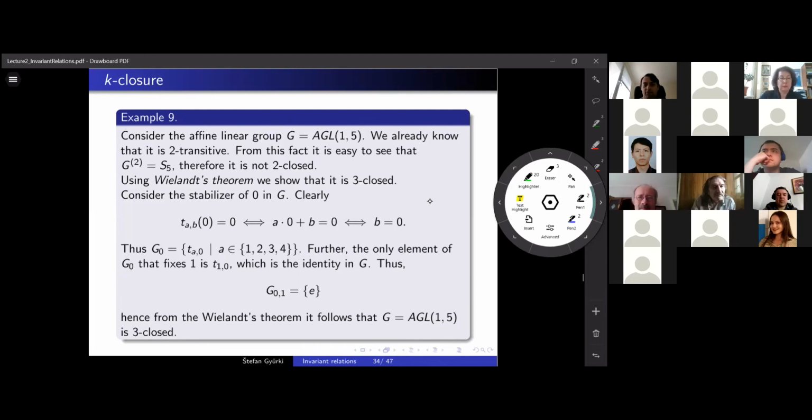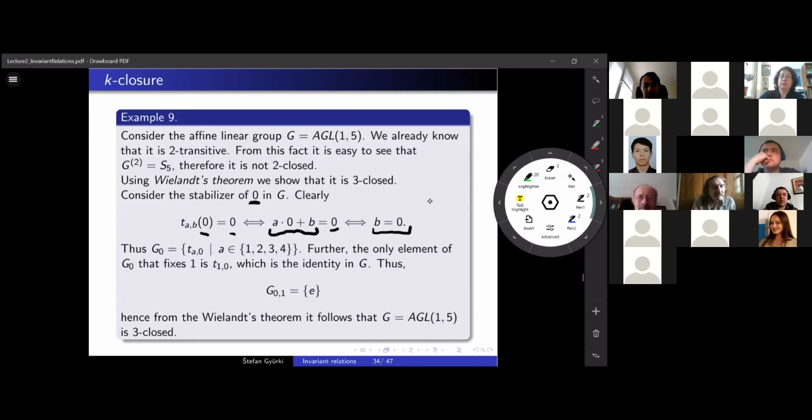Now we will use the Valence theorem to show that this group is 3-closed. In order to do this, in the first step, let us consider the stabilizer of the element 0. 0 is stabilized under some element of the affine linear group when alpha times 0 plus b is equal to 0. This gives us immediately the condition that the element 0 is fixed by those elements of the group which have b as 0. So the stabilizer of 0 contains the elements t1 0, t2 0, t3 0, t4 0, and so on. Not and so on, because there are no more elements.